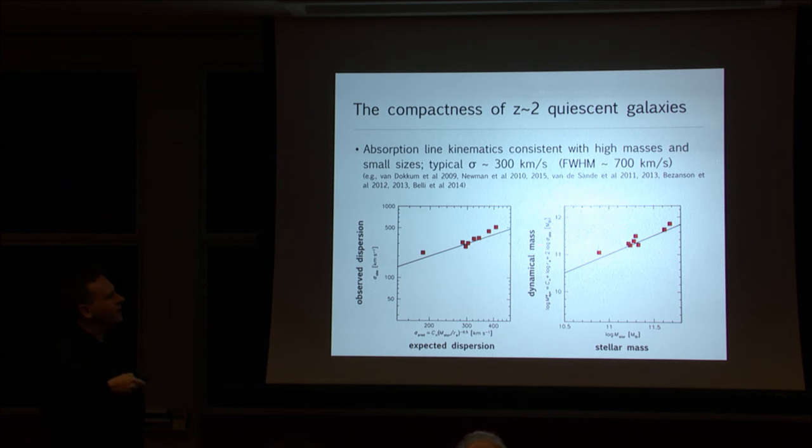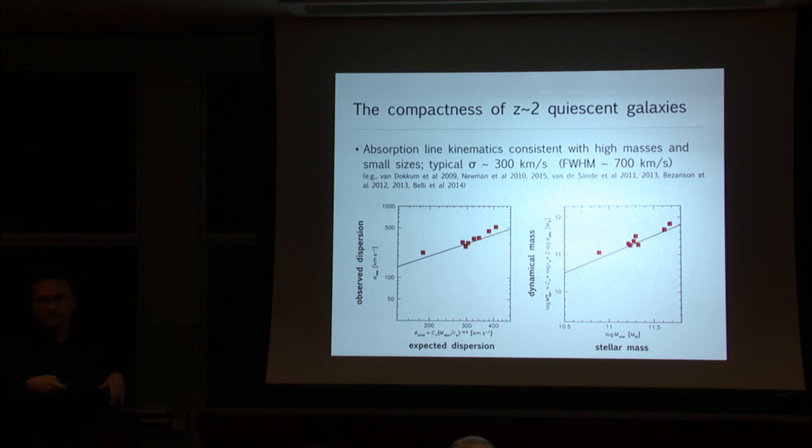Yes, the solid line is expected equal observed. So they're a little bit above, which could be due to dark matter or IMF or whatever you want. But they're on the right side of that line. So this is for a Chabrier IMF. With Salpeter, it would be slightly above.